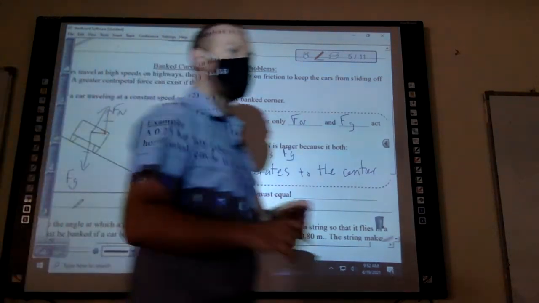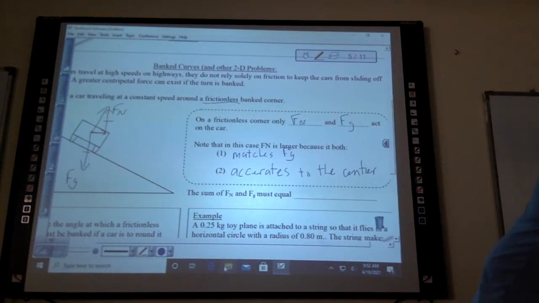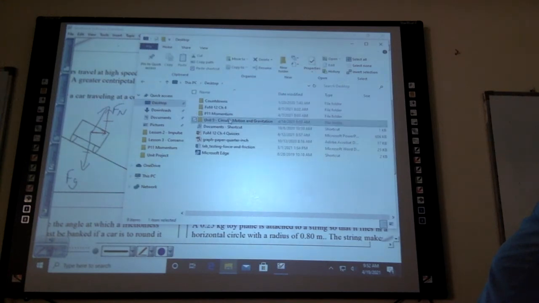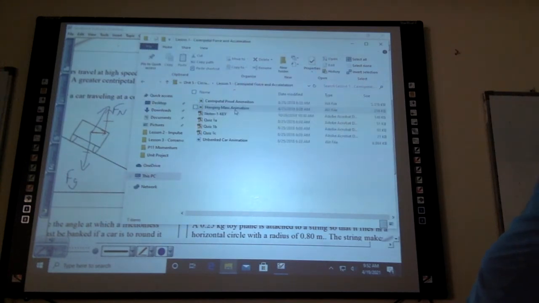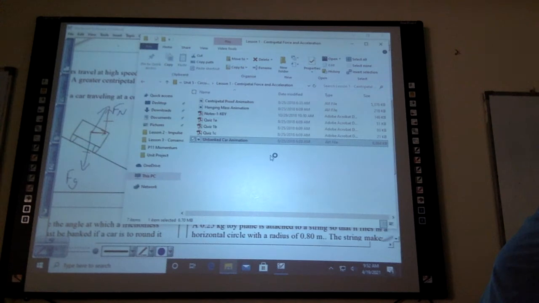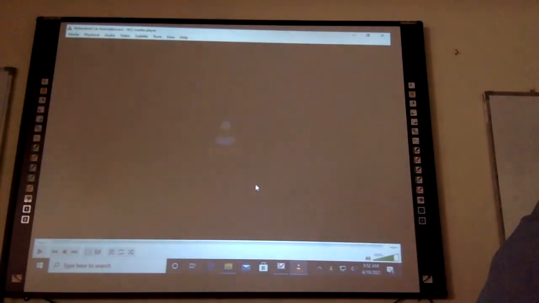I think, do I have an animation for this one? I've seen them, yeah. Yeah, it's because they have to go fast enough to be able to go around those. So this one, if it works.